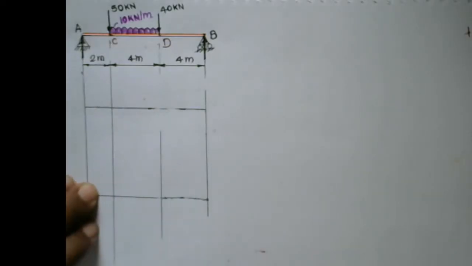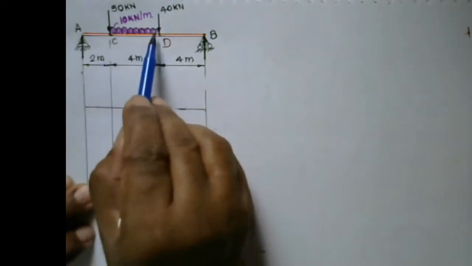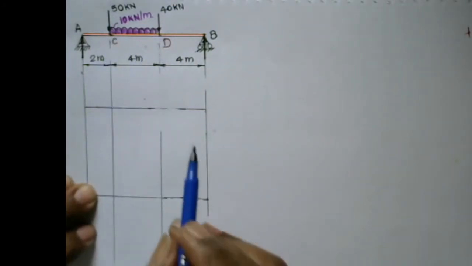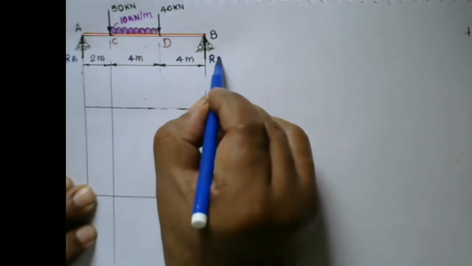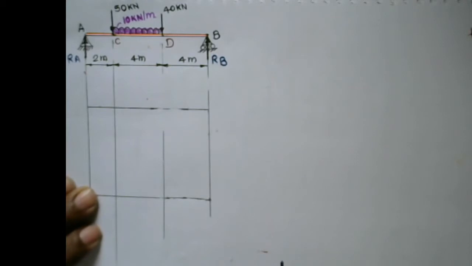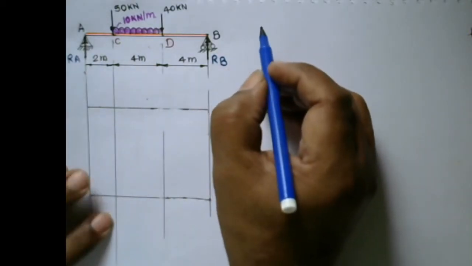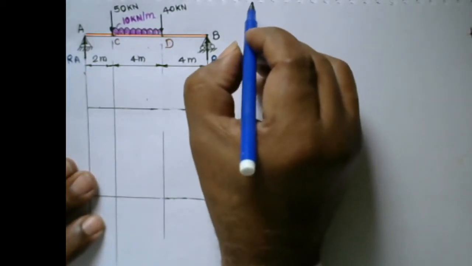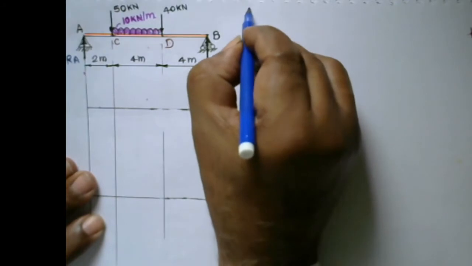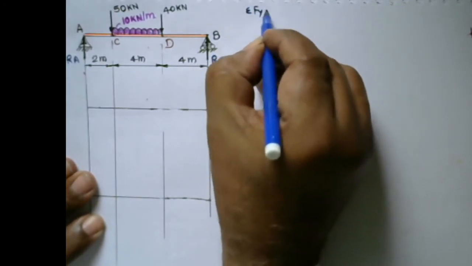In this numerical, 50 and 40 kilonewton point loads are acting and a UDL of 10 kilonewton per meter is acting. First we have to calculate the reactions, that is RA and RB, at points A and B respectively. To calculate the reactions, we consider summation Fy is equal to 0, which means upward forces are equal to downward forces.